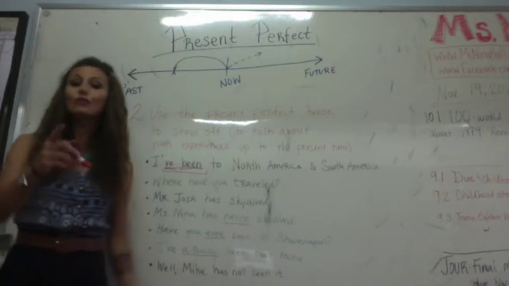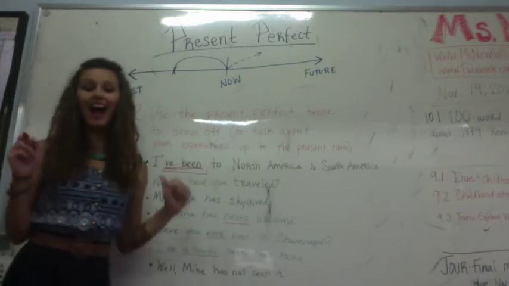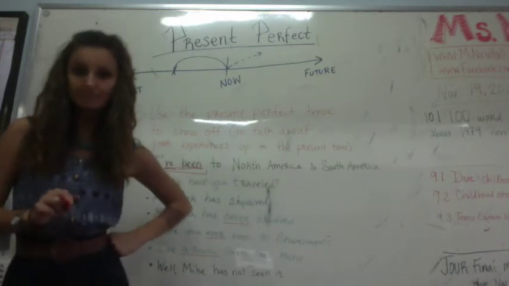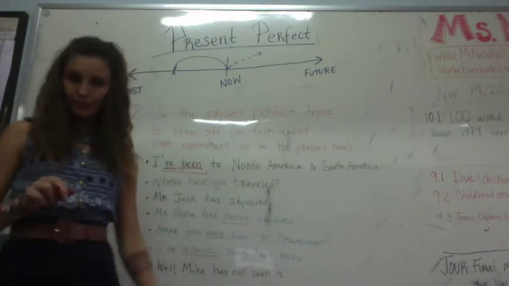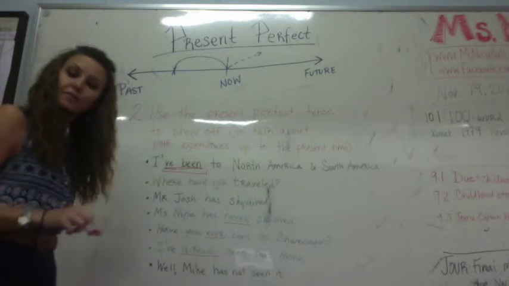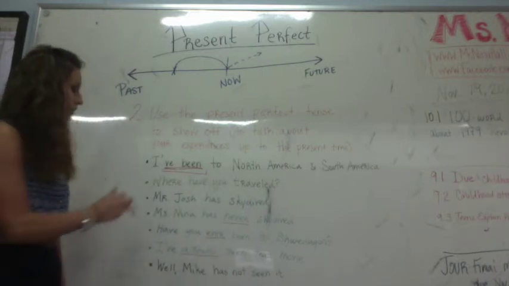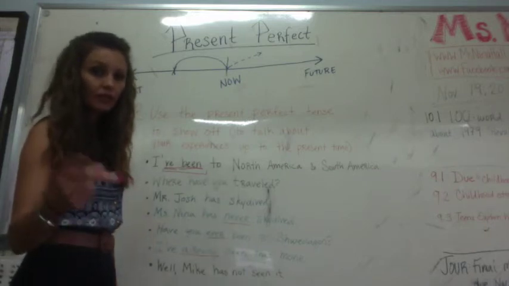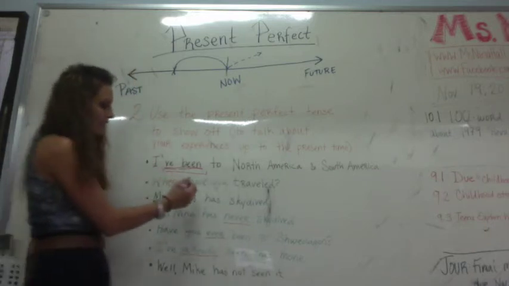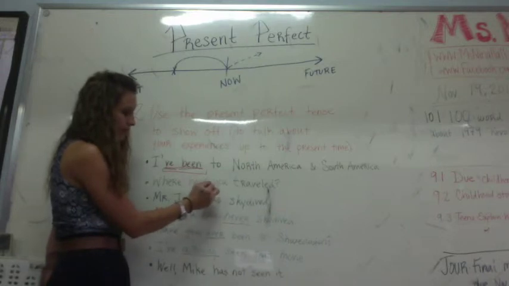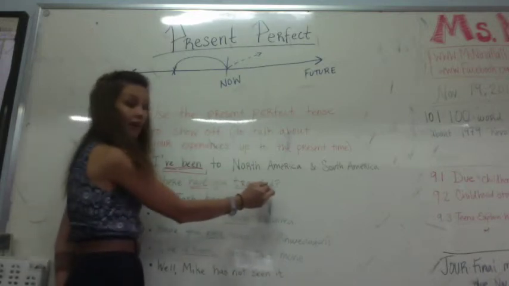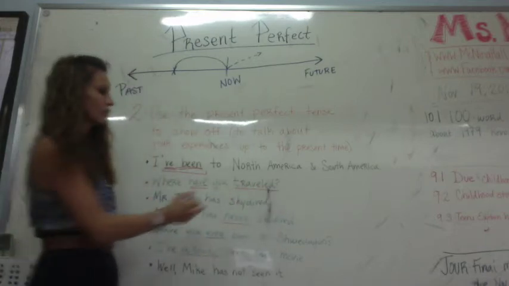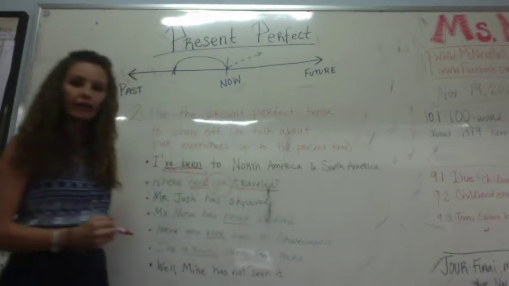Where have you traveled? I've been to North America and South America. Where have you traveled? You also use the present perfect then to ask other people about their experience. Note the way that the question is formed. You guys are pretty good at this, but note it anyway. Here is the present tense of have. Check it out. There is your past participle, your V3. Be sure that you put the object right in the middle.